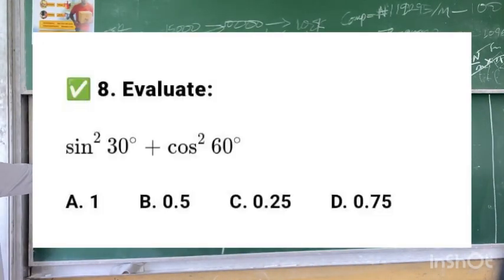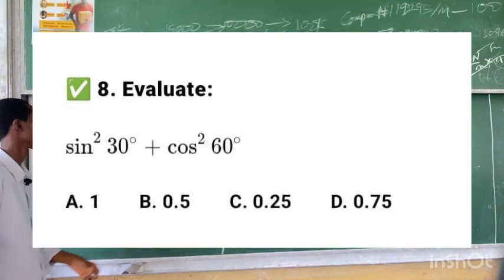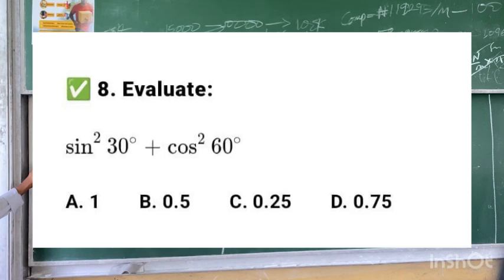Evaluate sine 30 degrees squared plus cos 60 degrees squared. Option A, 1. Option B, 0.5. Option C, 0.25. And option D, 0.75.